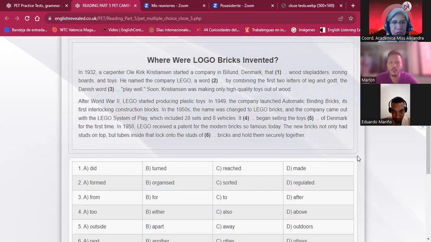In 1932, Ole Kirk Christiansen started a company in Billund, Denmark that would step ladders. Did, turned, reached, or made? Made. Okay, maybe. Yes, he made. Letter D, Eduardo. I agree with Marlon. Made.